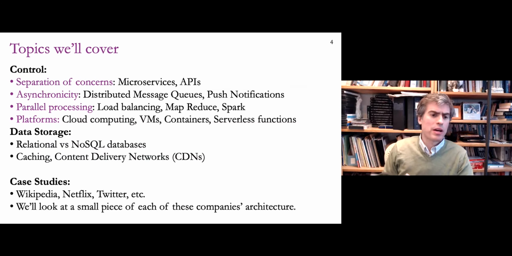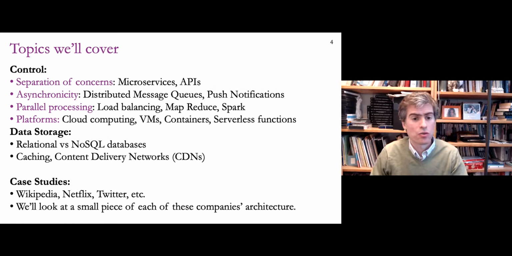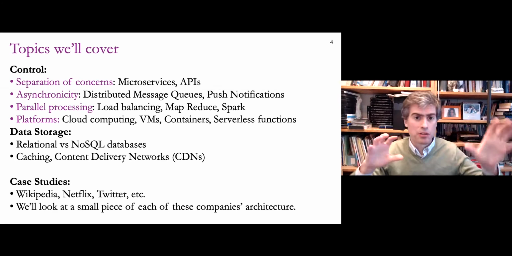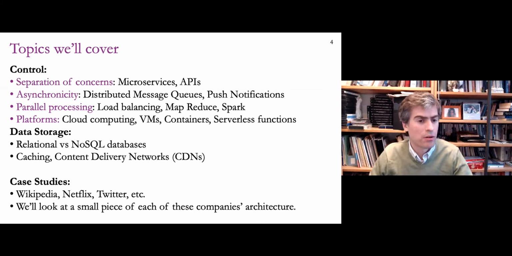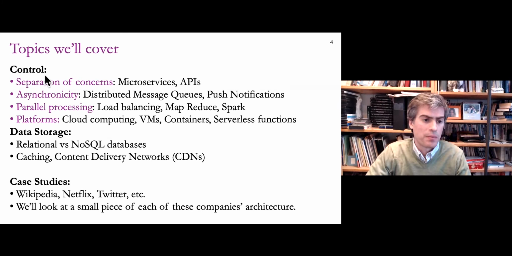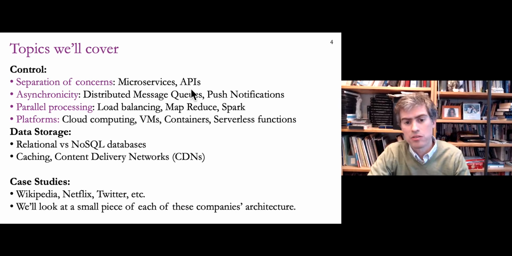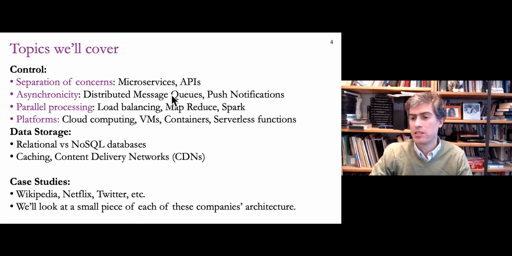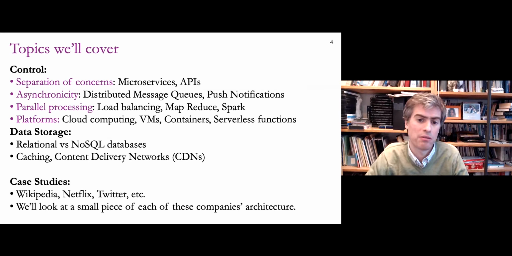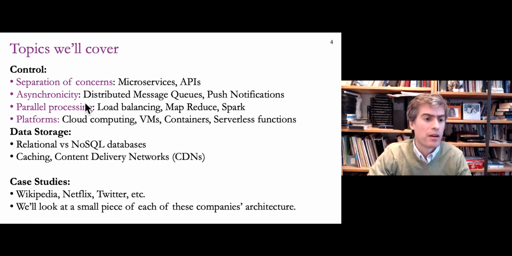So I categorize the topics of this class into two big categories. The first one is control. Sometimes I also call this coordination. So, ways to get different pieces of code in different places to work together. This involves the overall concept of separation of concerns using microservices, having APIs that define how services interact. We'll have a couple lectures on that.